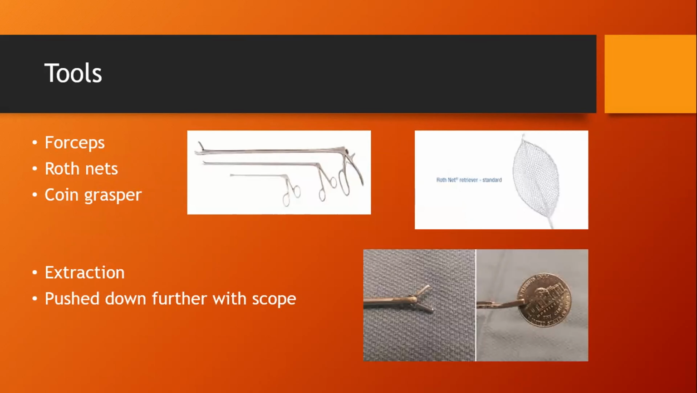And then next, tools. So there's the forceps, they look like the little scissors there. Then the Roth nets, the coin grasper. Extraction is used. So if it's a battery or definitely a safety pin, you want to get that out. If it's food or something that can be digested, then they'd probably push it down with the scope. But usually, like I said, if it's batteries, endoscopic removal is done.